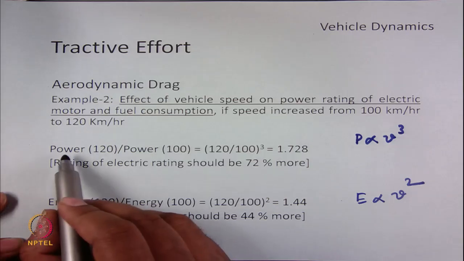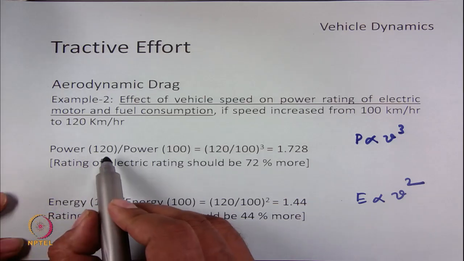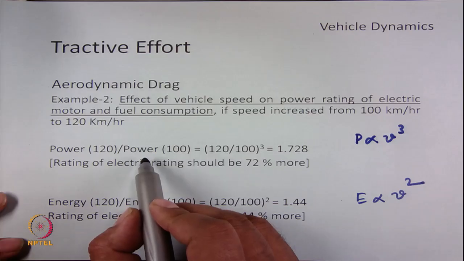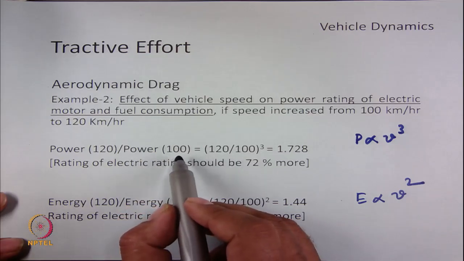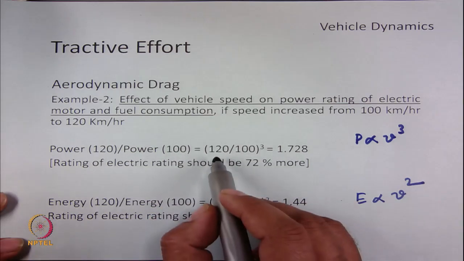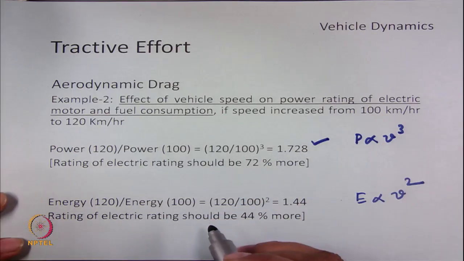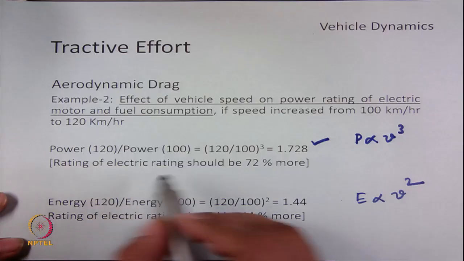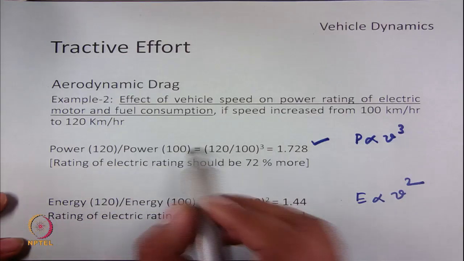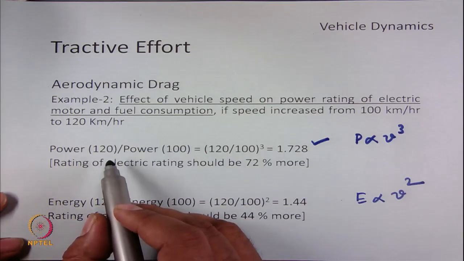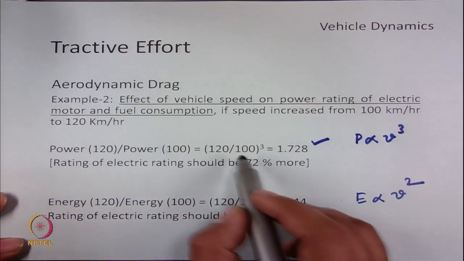So, the power rating of the electric motor when we drive at 120 kilometer per hour in comparison to the power rating when we drive the vehicle at 100 kilometer per hour is (120 by 100) cube. So, this comes to 1.728, which means that the rating of the electric motor should be 72% more if we just want to operate at a higher speed of 20 kilometer per hour. So, this is very significant.